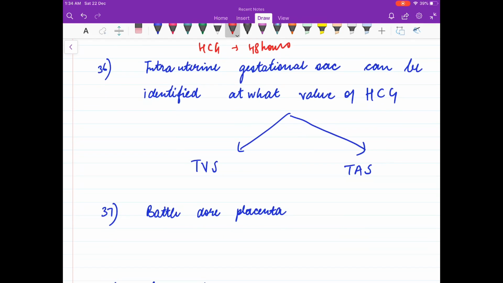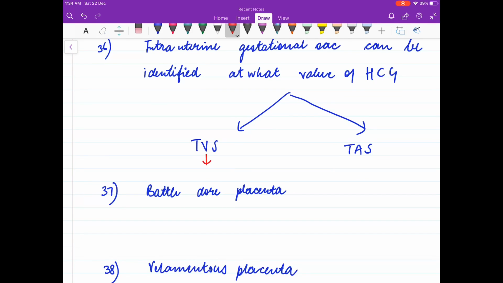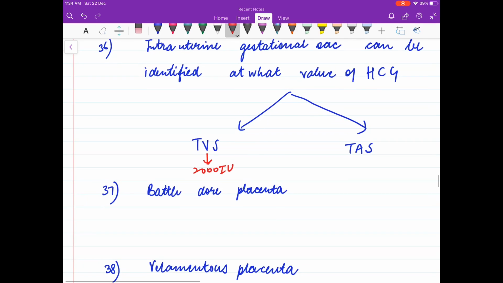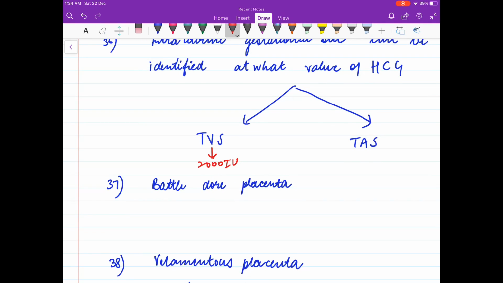And intrauterine GSAC can be identified at what value of HCG? It is 2000 international units for transvaginal ultrasound and 6500 for transabdominal ultrasound. Remember, the minimum value at which GSAC can be identified is 1000.